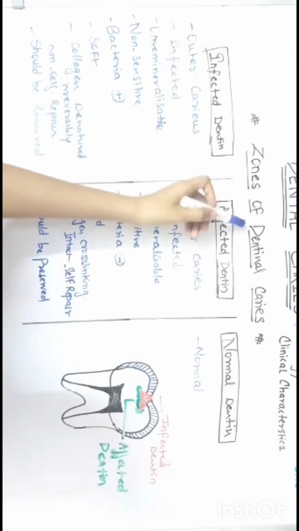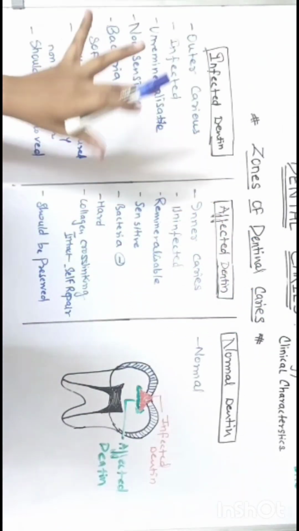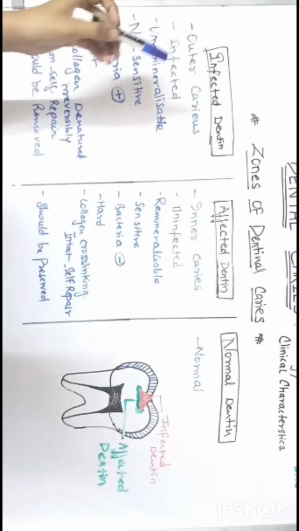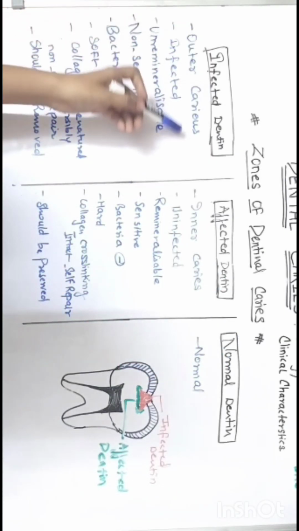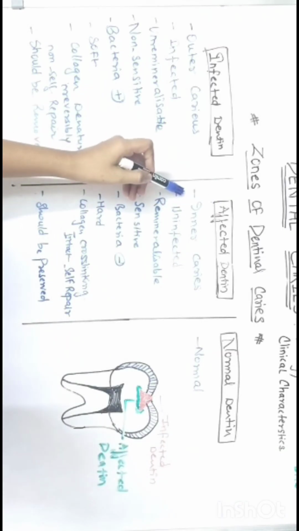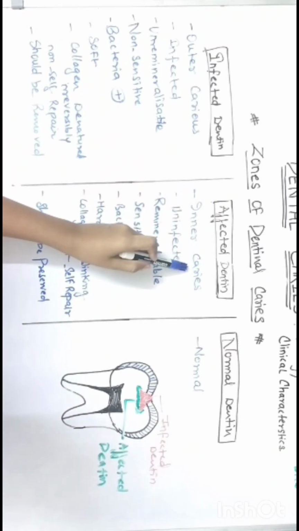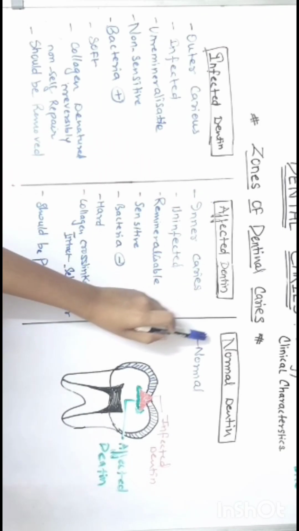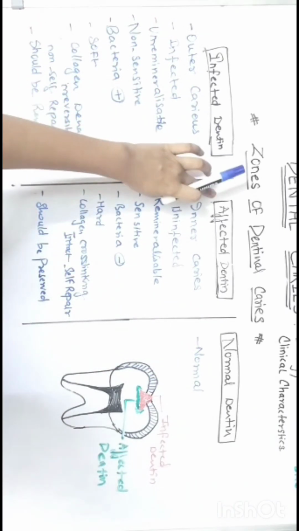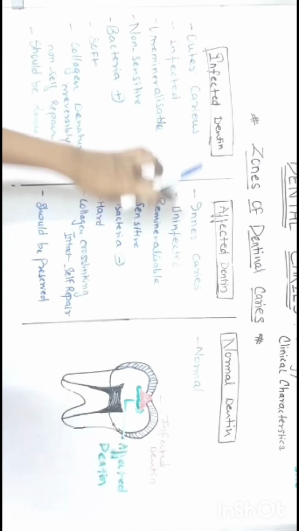Now about zones of dentinal caries. There are three zones: infected dentin, affected dentin and normal dentin. Infected dentin is the outermost part of the carious lesion. Affected dentin is beneath it. It is the inner part of the carious lesion. And normal dentin is normal. The infected dentin is infected. The affected dentin is unaffected.